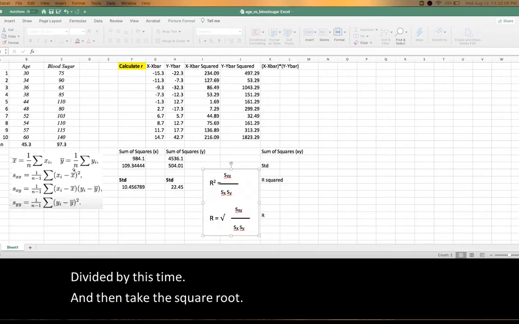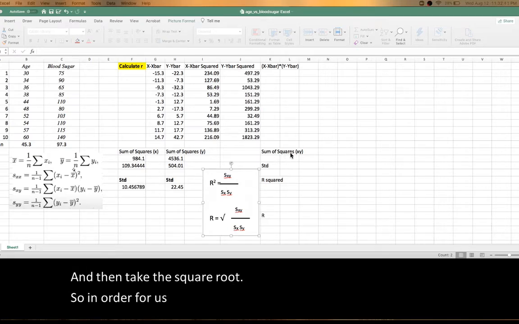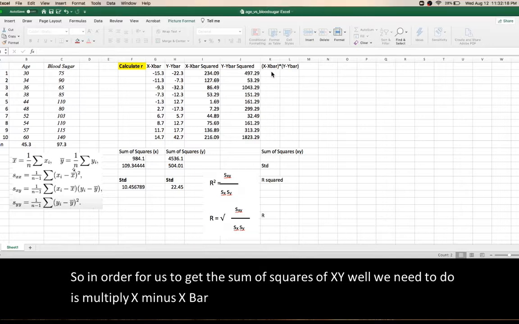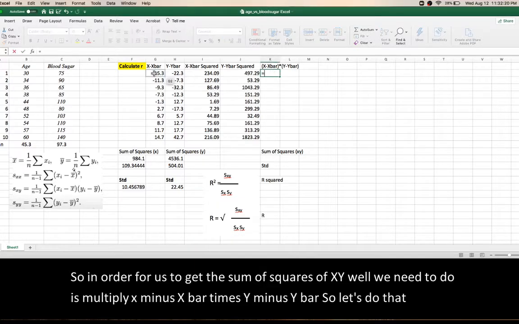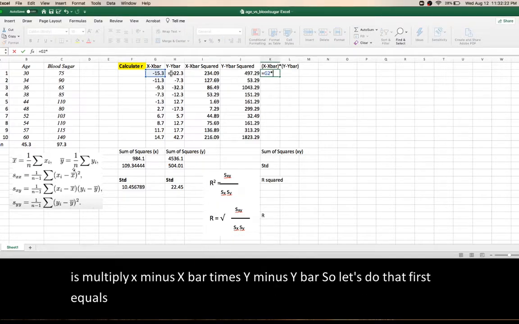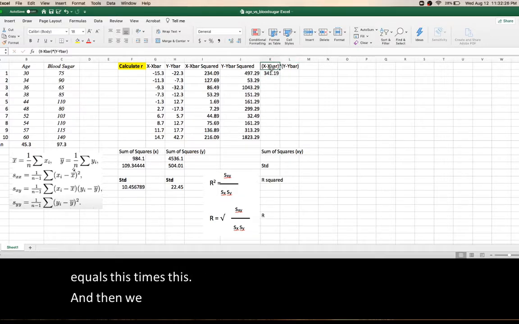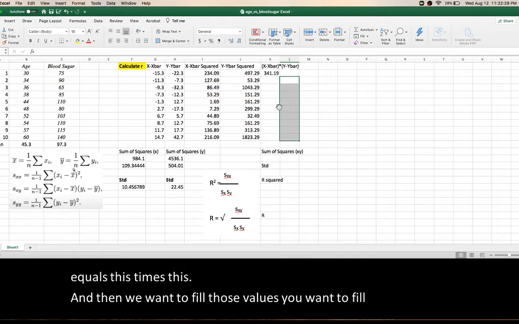Okay, so in order for us to get the sum of squares of x, y, what we need to do is multiply x minus x bar times y minus y bar. So let's do that first. Equals this times this, hit enter, and then we want to fill those values down.